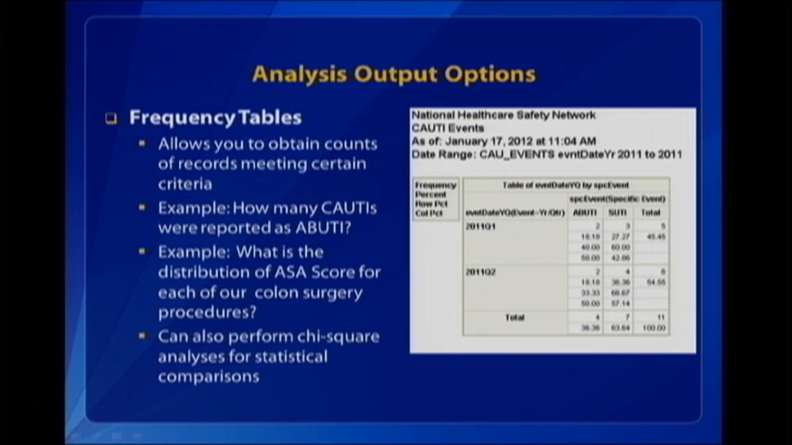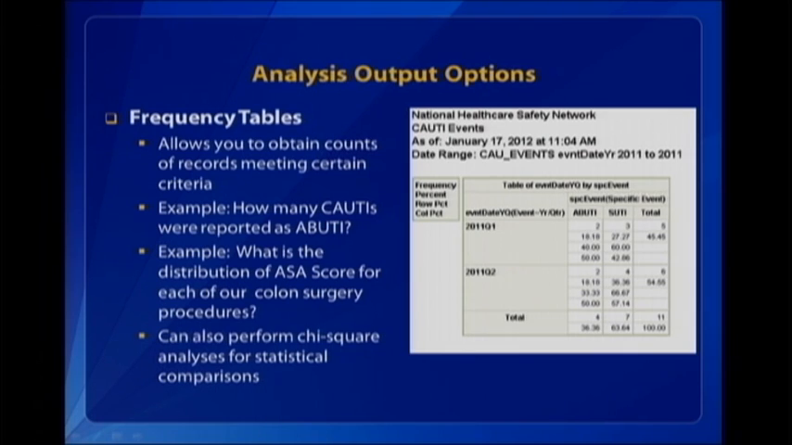Frequency tables, I feel, are one of the most underutilized reports that could probably be the biggest time saver for you as you're looking into your data. Frequency tables basically provide you with a count of records that meet certain criteria. So in this screenshot, we actually have a 2x2 table of the specific type of CAUTI event, whether it's a bootie or SUDI, by quarter.